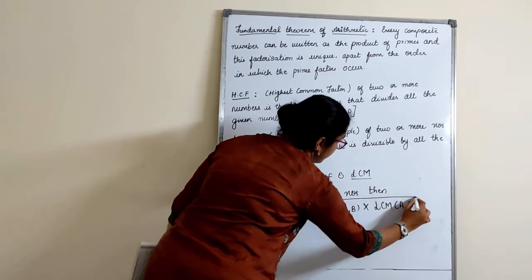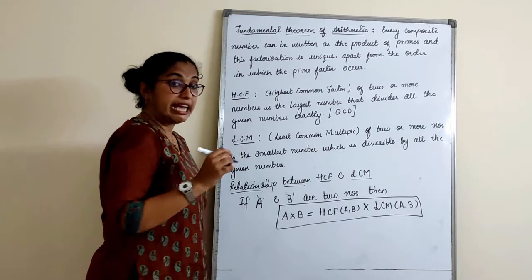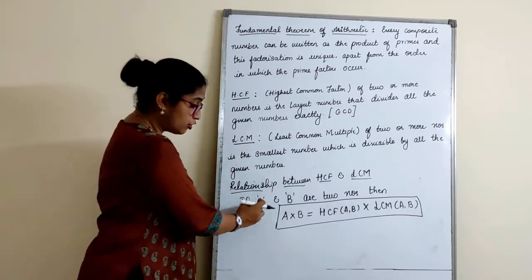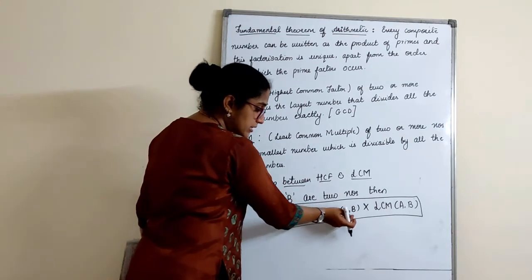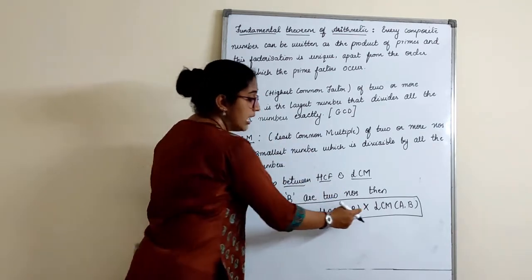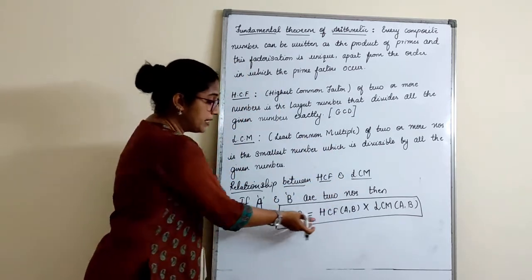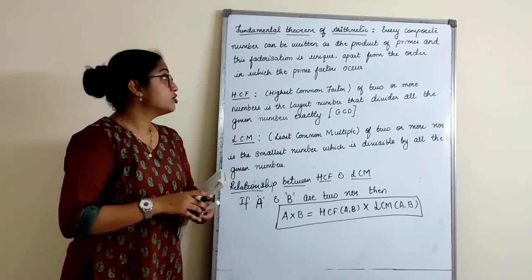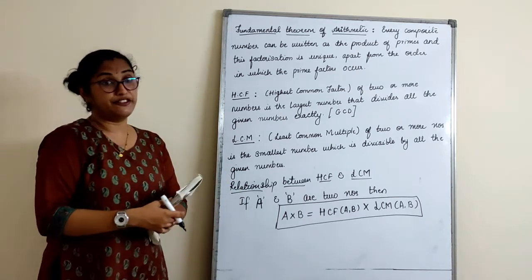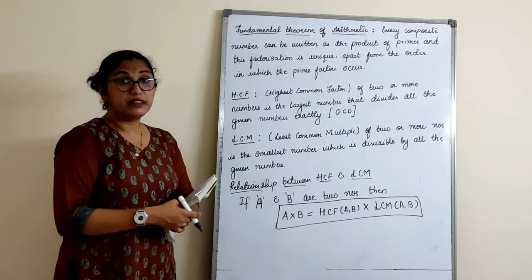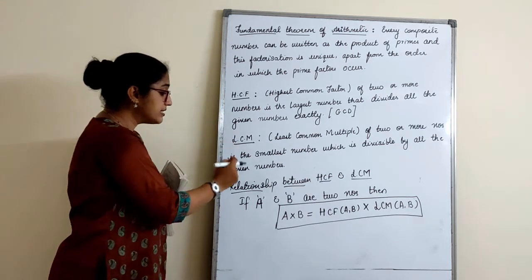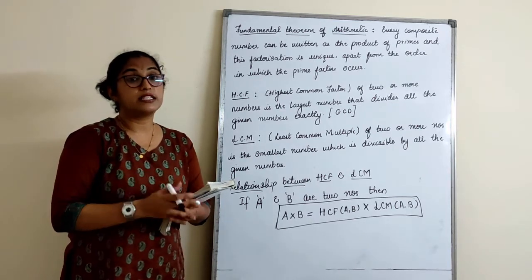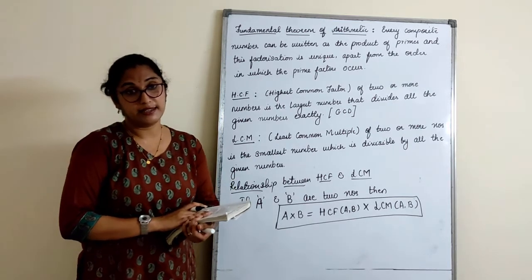Remember this relation, children, which we are going to use here. A into B, that means if I find the product of two numbers, this product of A and B is always equal to the HCF of AB times the LCM of AB. If I multiply this and multiply this, it is equal. LHS is equal to RHS. So a few more definitions you have to write down: fundamental theorem of arithmetic, HCF, LCM, relationship between HCF and LCM. With this, we'll immediately start with the next exercise.